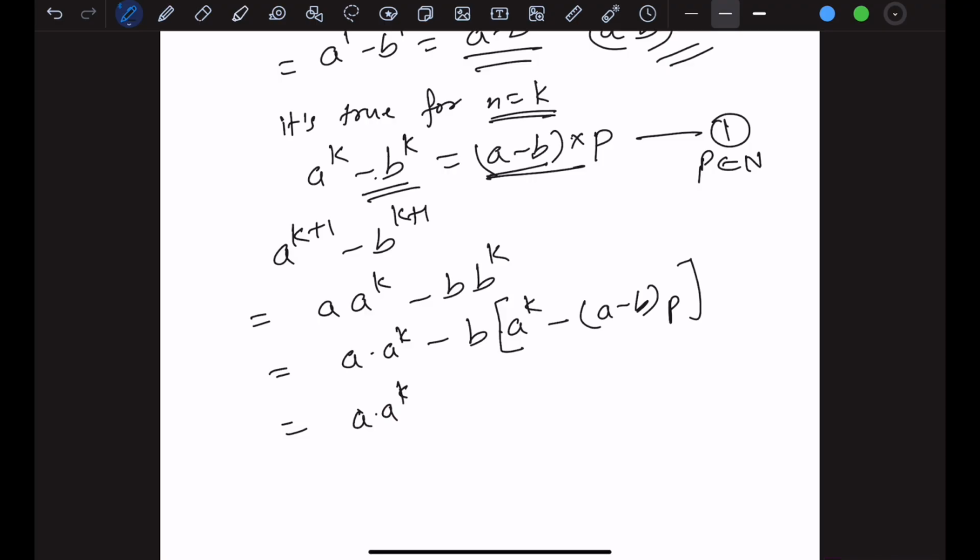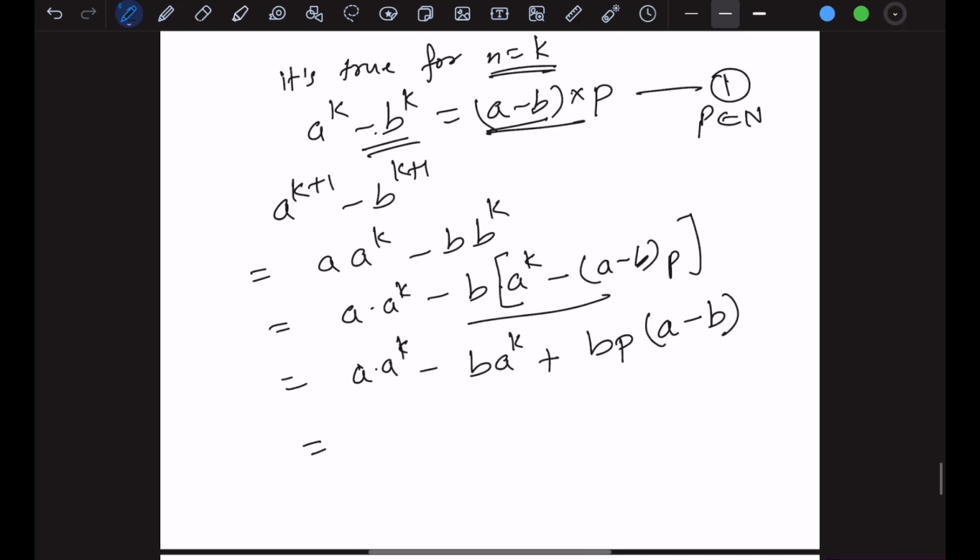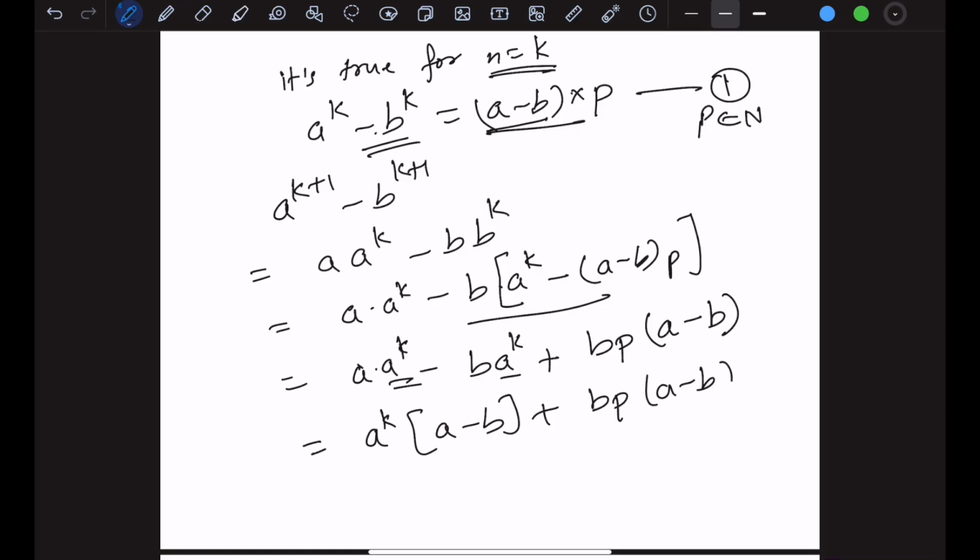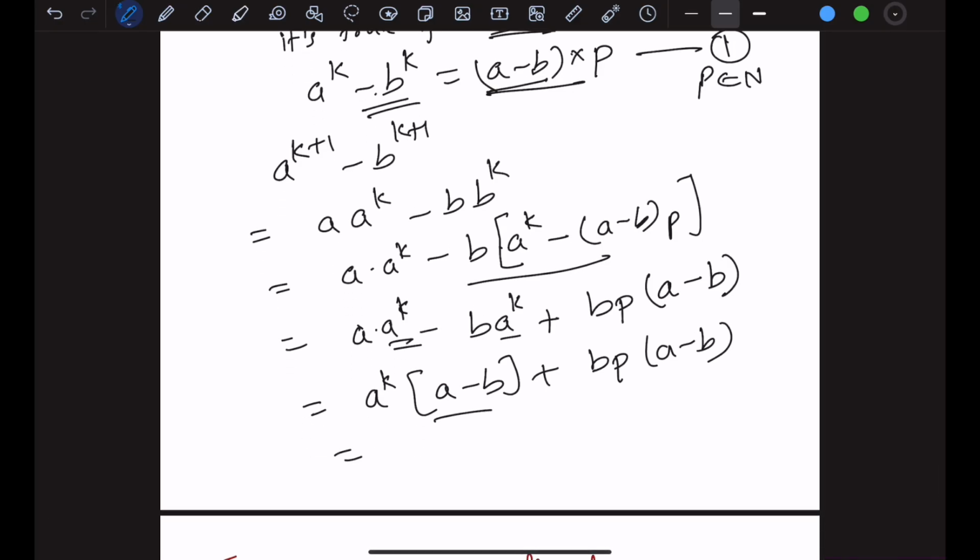I multiply and expand this: a into a to the power k minus b into a to the power k plus b p (a minus b). I can take a to the power k common here. So a to the power k (a minus b) plus bp (a minus b), and I take a minus b as common. So (a minus b) into (a to the power k plus bp).